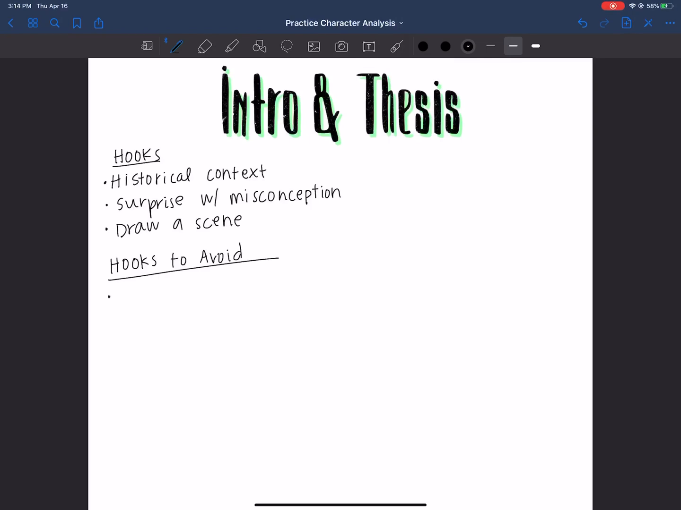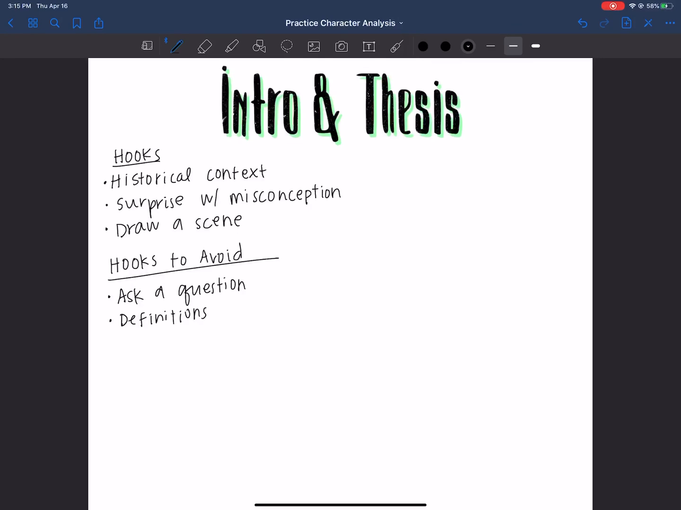The first is to ask a question. This is one of my biggest pet peeves. I don't like reading papers that ask rhetorical questions. I think that you should avoid rhetorical questions in every single part of your paper, not just the hook. Please do not question me. Okay, ask a question. I think that you should avoid definitions.